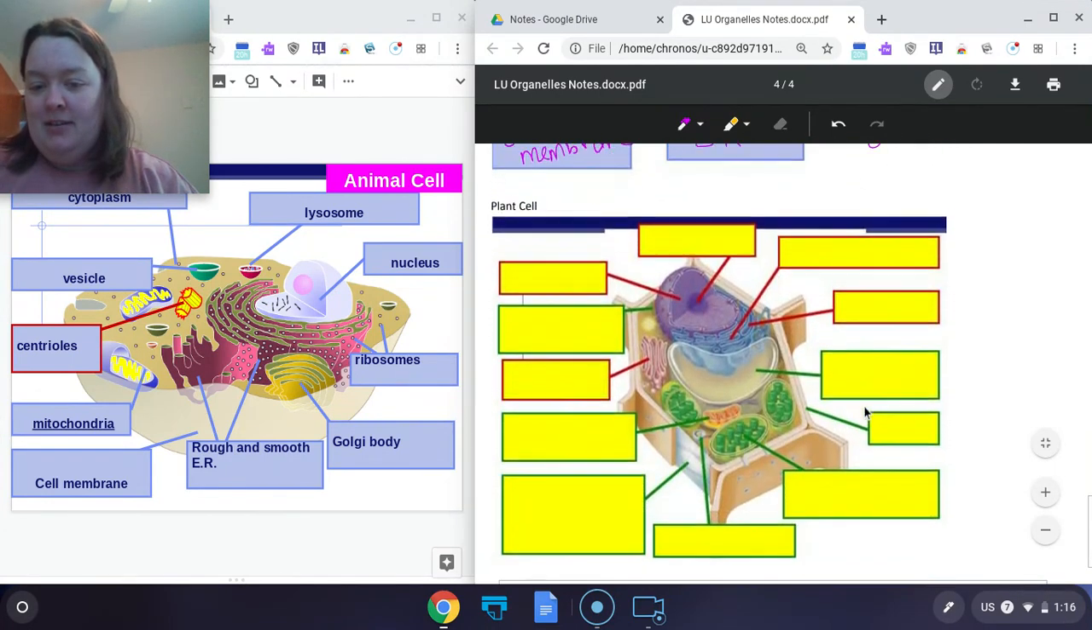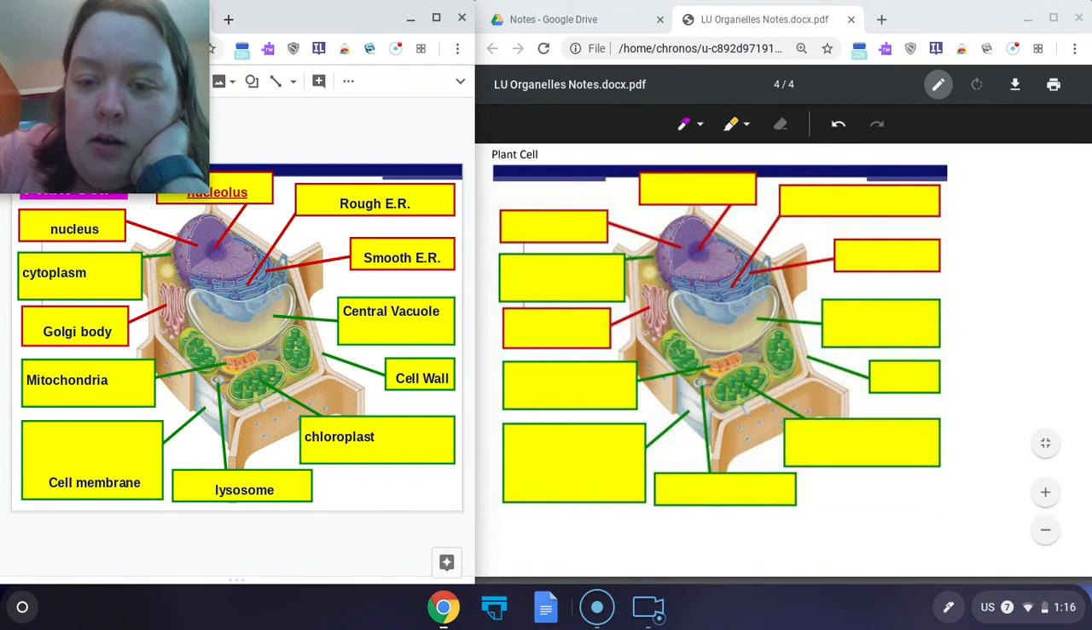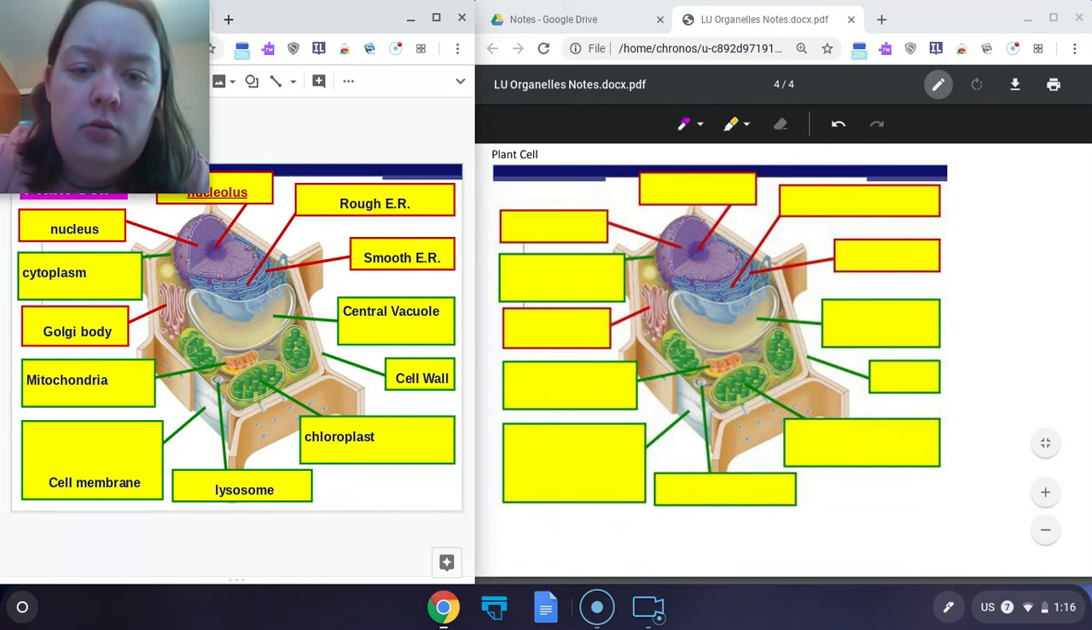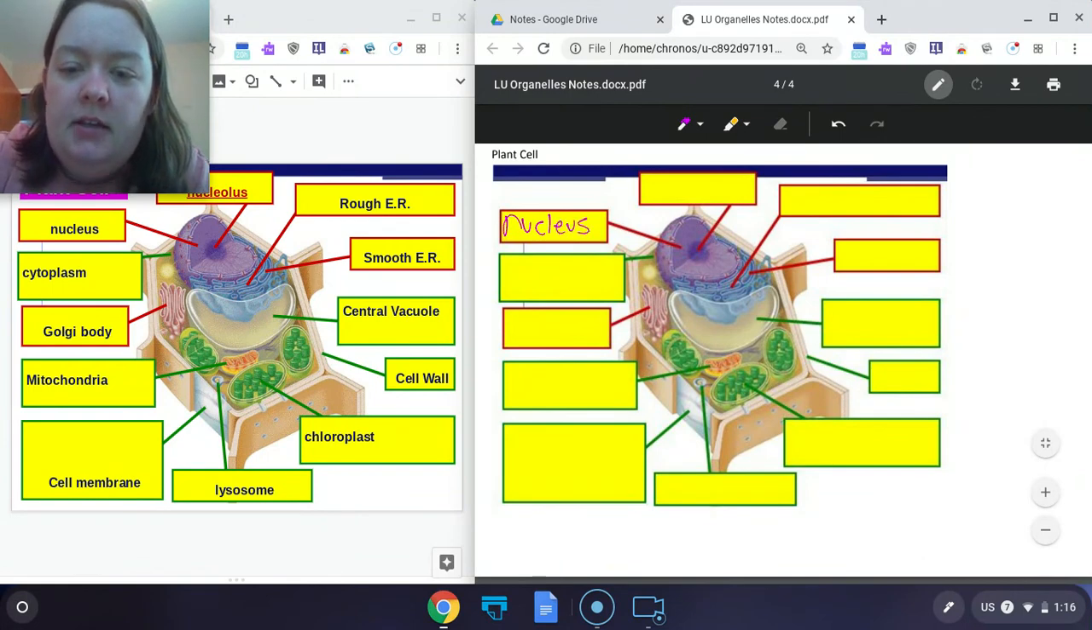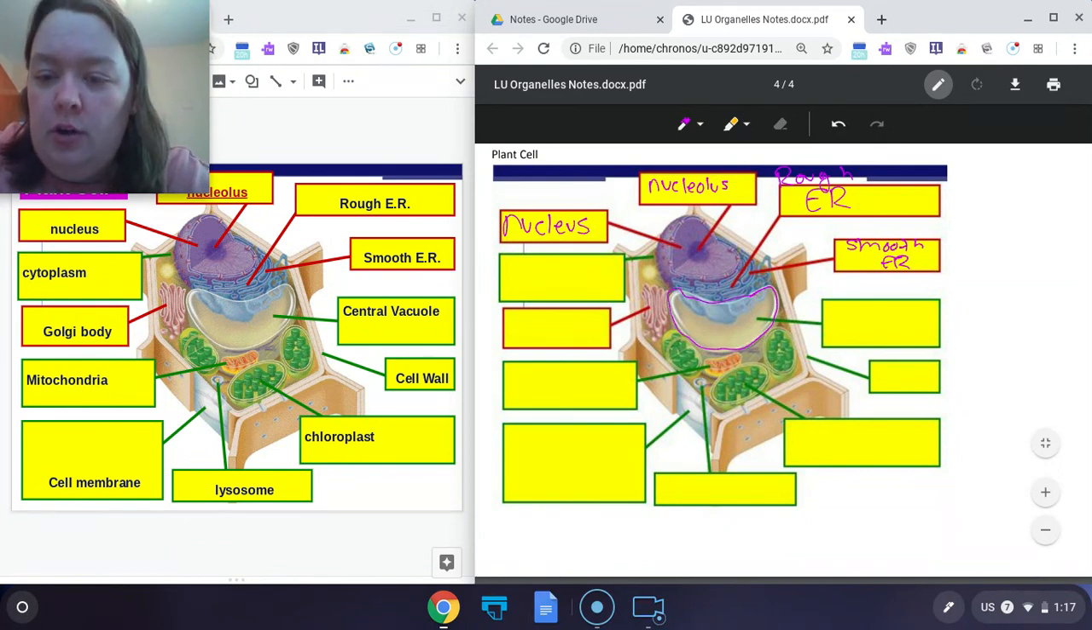Next, we're going to label a plant cell. Similar, but it does have a few different organelles. So, our large circular organelle is the nucleus. The dot inside of the nucleus that makes ribosomes is called the nucleolus. Surrounding the nucleus is the ER. This one is rough ER because it has ribosomes. The one without the ribosomes is the smooth ER. Plant cells have this large organelle in the middle that stores water called the central vacuole.